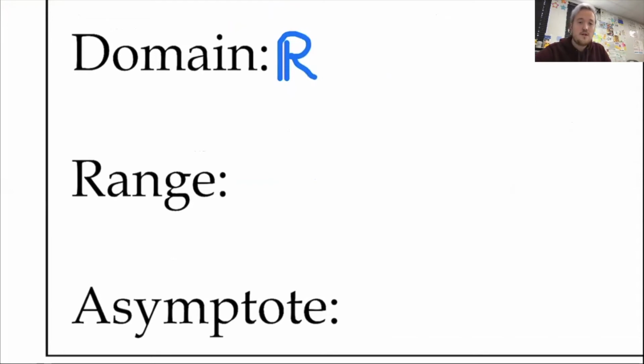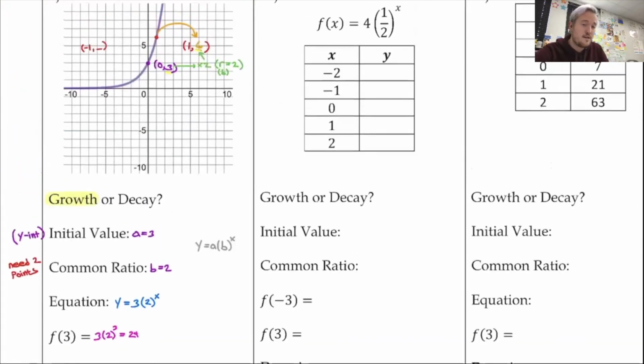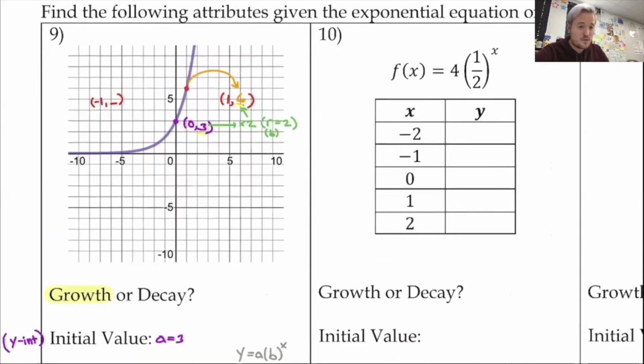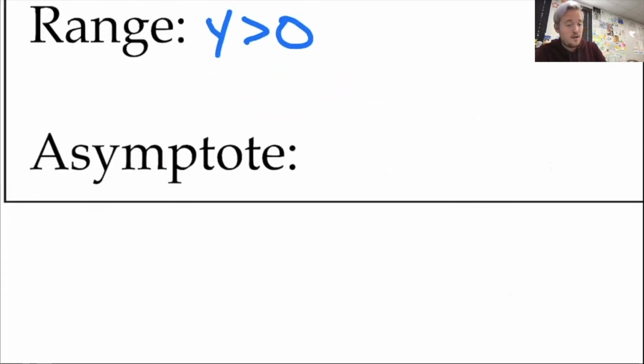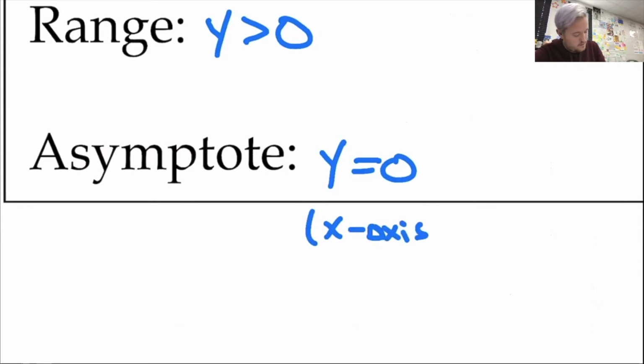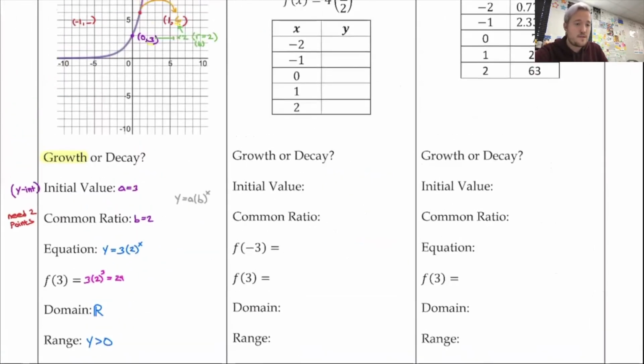Close enough. So domain's all real numbers. Now the range, look here, it's actually above the x-axis, which is going to mean your range is y greater than 0. It's either going to be greater than 0 or less than 0. You got a 50-50 shot. All right, and your asymptote here, as always, y equals 0. It is the x-axis. Okay. So that's if I give you the graph.